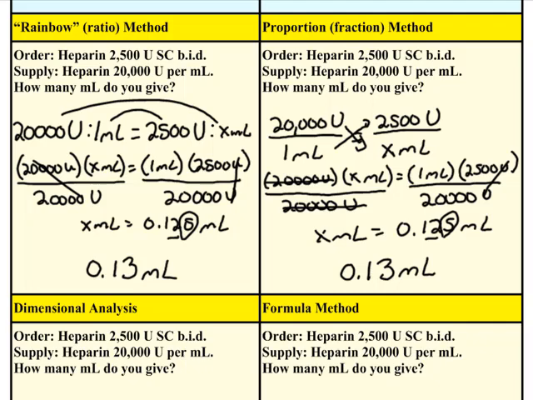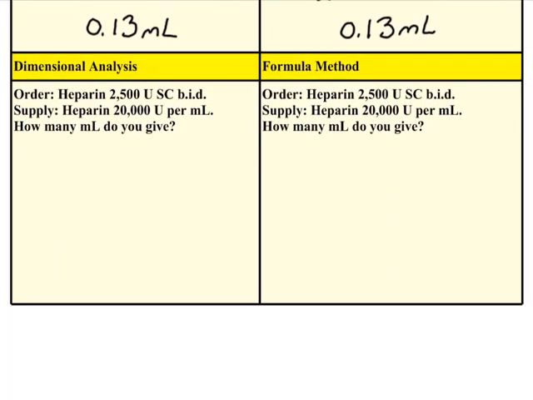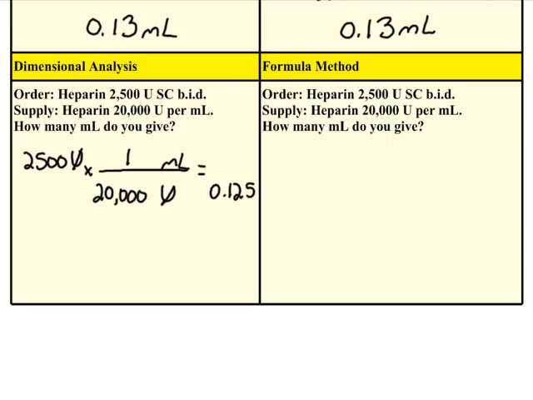We can do the same calculation using dimensional analysis. In this case, we'll start with the order of 2,500 units. We will then multiply by a conversion factor that will cancel out units and leave us with milliliters. As we can see from the supply, each milliliter holds 20,000 units. The units cancel. We multiply across 2,500 times 1 and divide by 20,000, and we discover we get 0.125 milliliters.